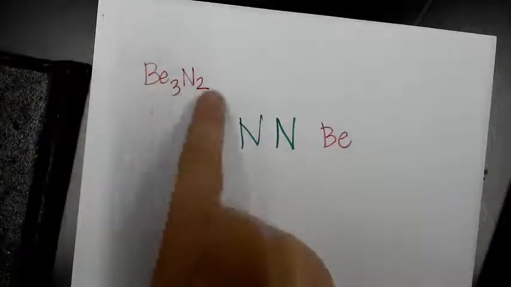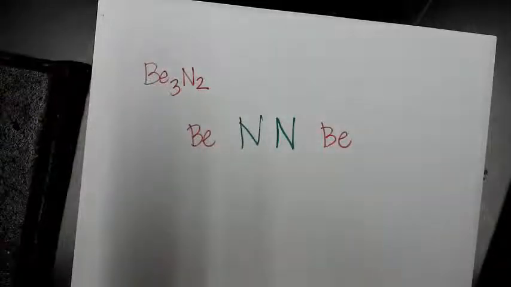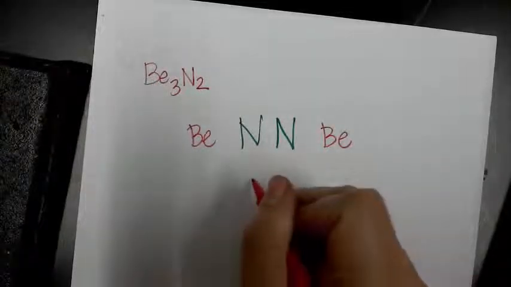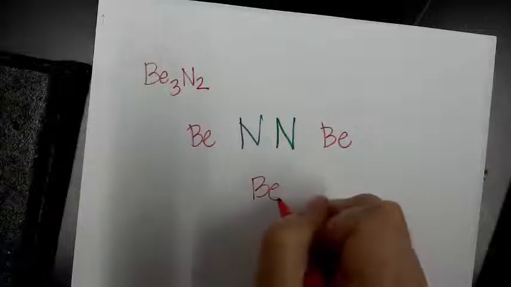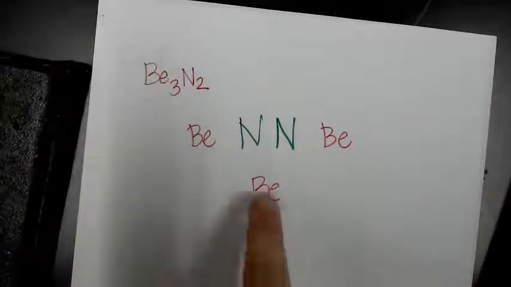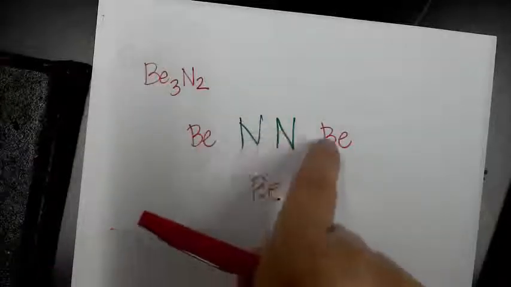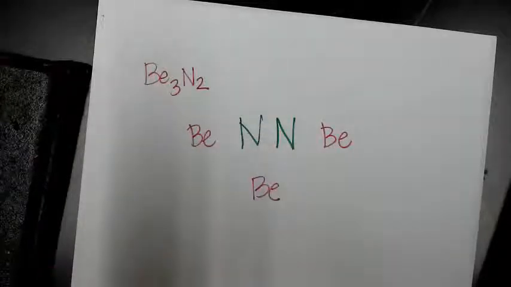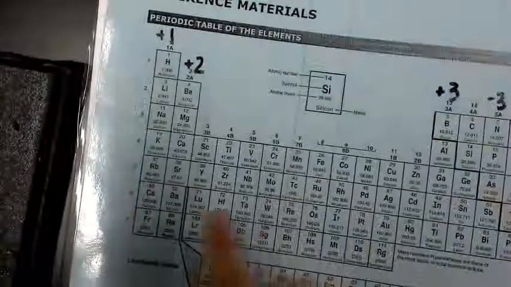So here we have Be3 N2, but I only have two Be's. So I'm going to go ahead and put the other one right here. And the next thing we're going to do is put the number of valence electrons around these that each one of them has. I'm going to show you how to figure that out, just in case you're still struggling with that.